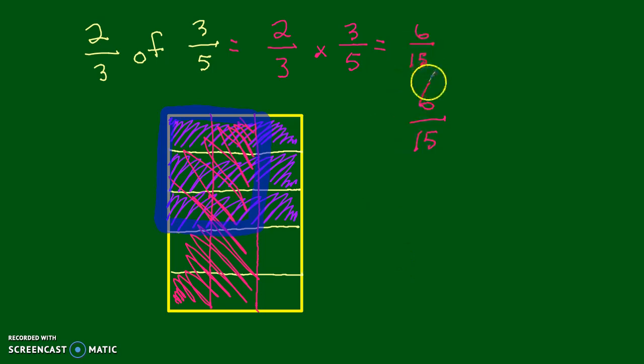We can stop there, or we could take it on and put it in simplest form. Just for an example of simplest form, both 6 and 15 can be divided by 3. 6 divided by 3 is 2, and 15 divided by 3 is 5. So in simplest form, it'd be 2/5. In our classroom, for these problems, 6/15 would be an appropriate, or acceptable, answer.